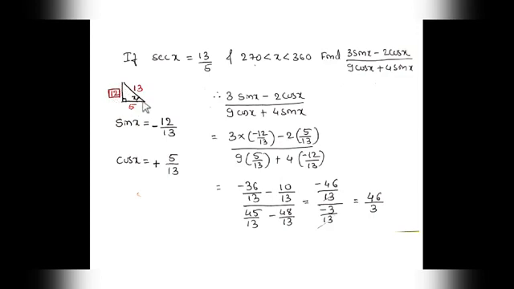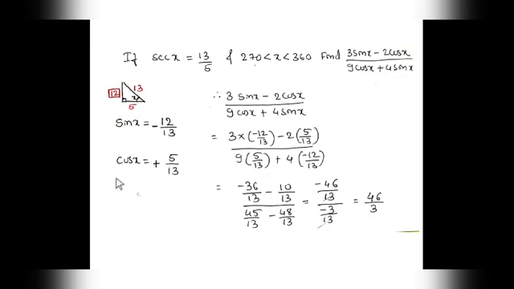Now using this diagram I will find the required trigonometric ratios sine and cos. Sine of x is equal to opposite side divided by hypotenuse, 12 divided by 13. Cos of x is equal to adjacent side divided by hypotenuse, 5 divided by 13. Now x lies in the fourth quadrant. In the fourth quadrant, cos is positive and sine is negative. So I have to take minus here and plus for this.